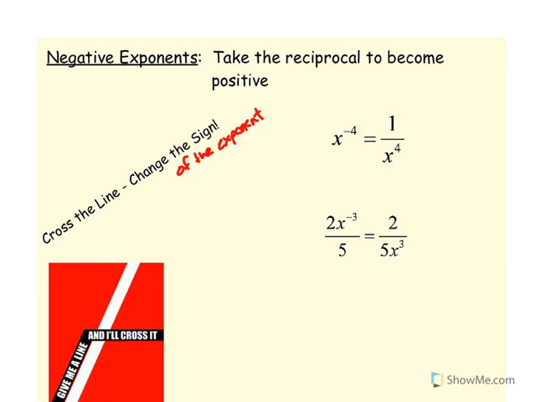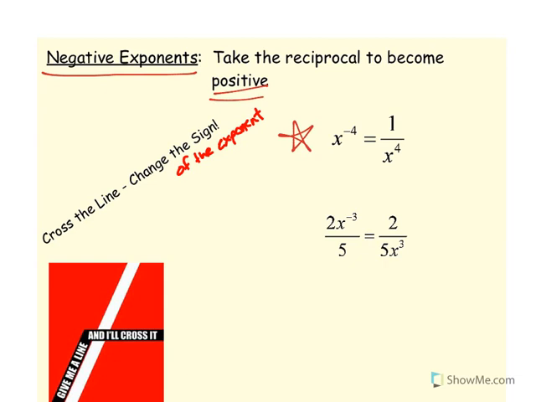Here's where we're going to start making sure we're good. When we have negative exponents, we take the reciprocal to become positive. And remember, take the reciprocal means it can either move from the numerator downstairs, or it could be downstairs in the denominator and we move it up to the numerator. So the example I'd like you to write right here is x to the negative 4th is equal to 1 over x to the 4th.